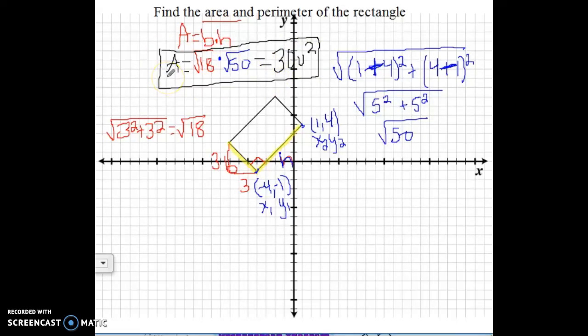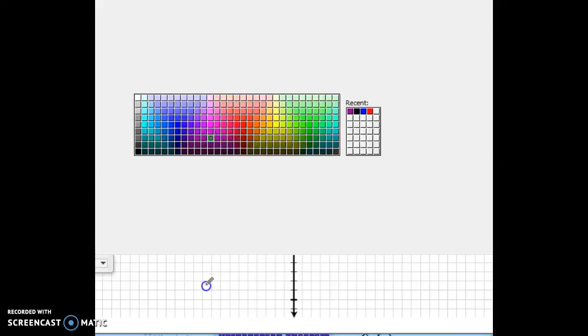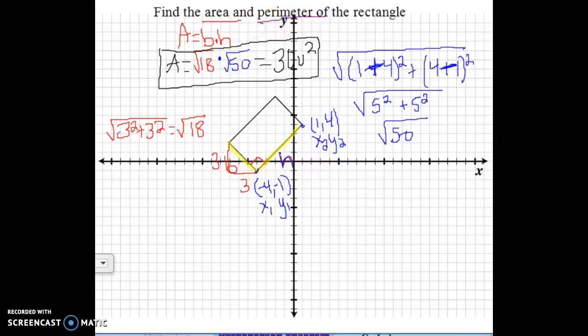We still need to find the perimeter. So when you go to find perimeter, perimeter means add up all the sides. So my formula for perimeter, you would add all 4 sides together. So I'm just going to write perimeter is when you add up all the sides.